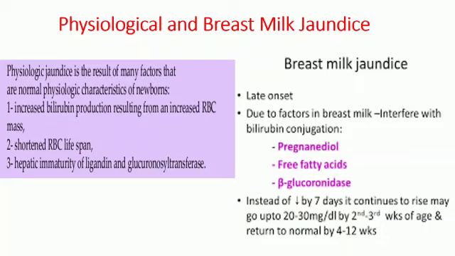Now there's another type, that is breast milk jaundice. Factors in breast milk like estrogen, pregnanediol, free fatty acids, and beta-glucuronidase interfere with bilirubin conjugation, and this causes excretion of bilirubin along with the breast milk. So instead of subsiding in 7 days, it continues to rise, may go up to 20 to 30 milligrams by the second and third week of age, and may return to normal within 4 to 12 weeks.